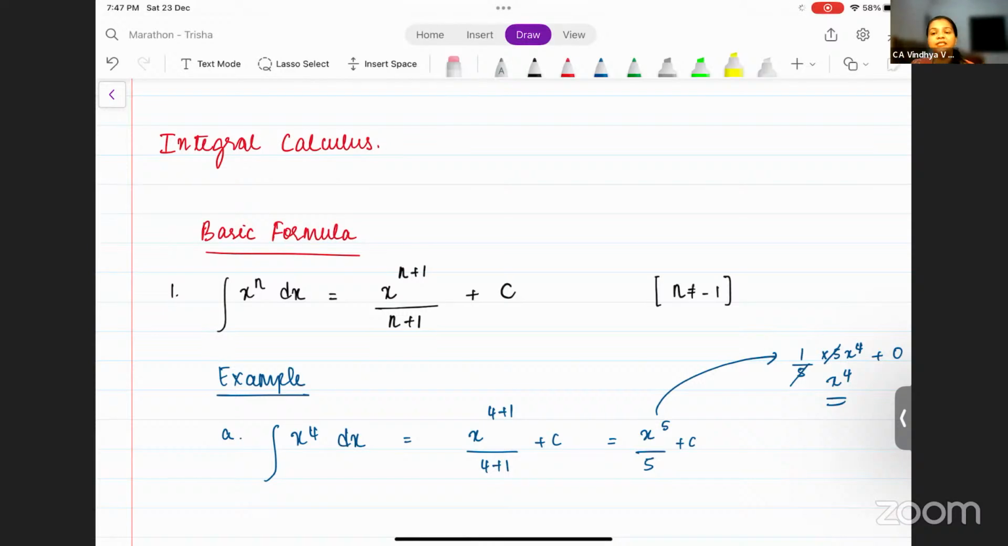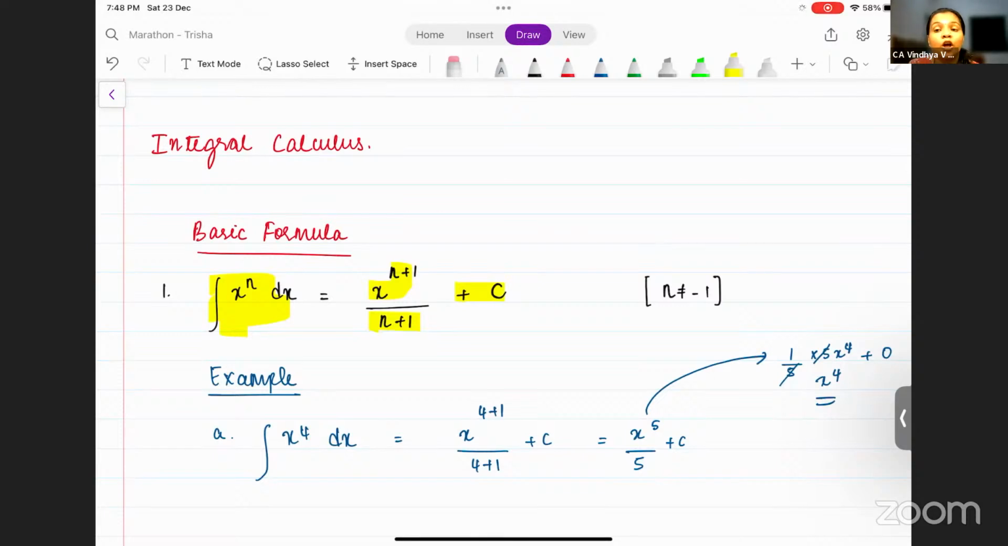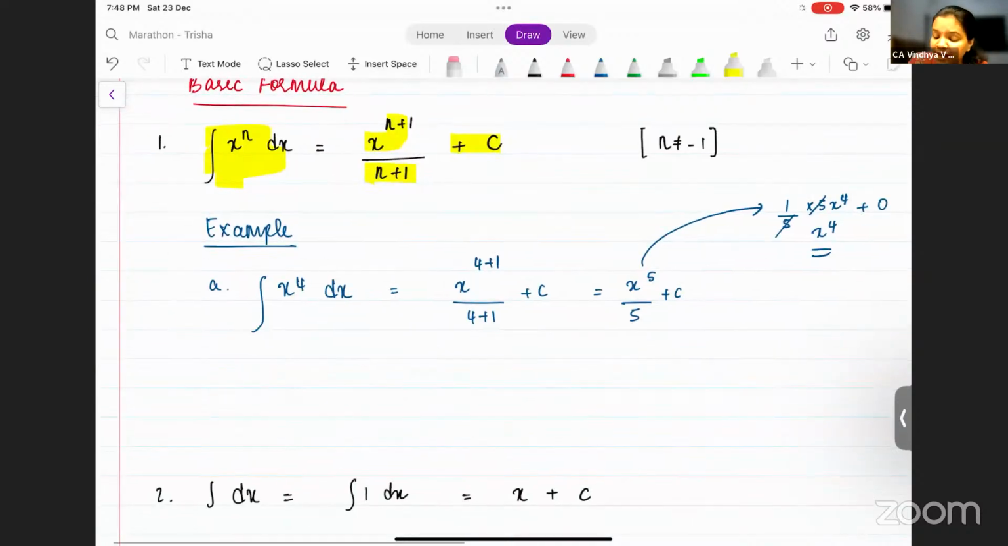Okay, so the first basic formula is integration of x to the power n dx. Okay, this is the symbol of integration here. It is x to the power n plus 1 divided by n plus 1 plus c. This constant is always to be added when you integrate with respect to x. But when you're finding the value, there is no constant that needs to be added. All right. So now integration of x to the power 4 is x to the power 4 plus 1 divided by 4 plus 1, which means x to the power 5 by 5 plus c.